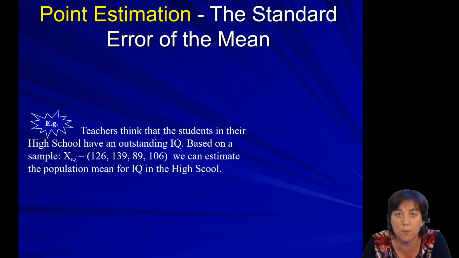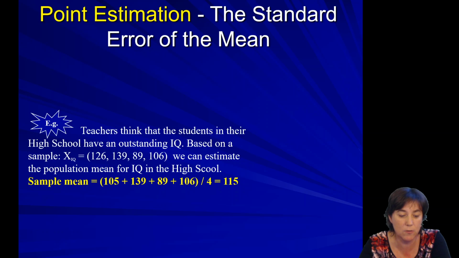So let's see an example. Probably that's the easiest way to grasp this statistical term. There was a bunch of teachers who thought that the students in their high school had an outstanding IQ. Longfellow students are just better in that way. So based on a sample of, let's say, 4, which is quite small, but it's easier for us to look through the data this way, we can estimate the population mean in this high school. We will use point estimation.